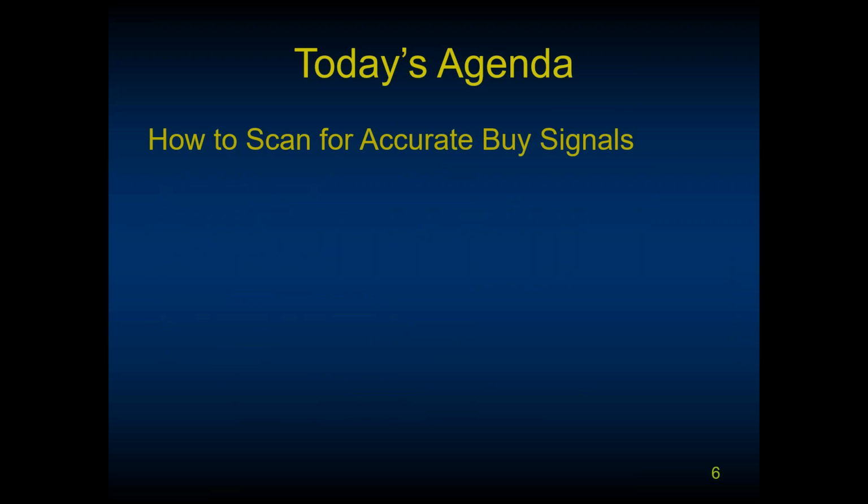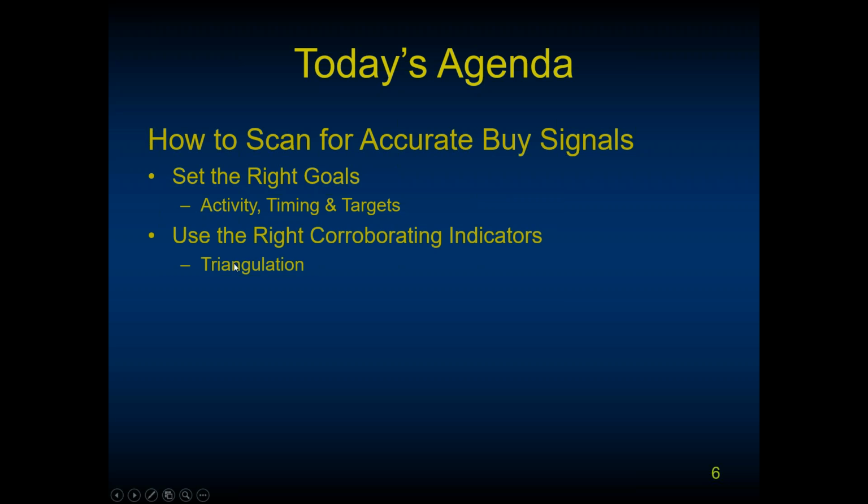So today's agenda, we're going to talk about how to scan, really create accurate buy signals. And this has 3 components. One is to set the right goals. We're going to talk about setting goals based on activity, timing, and targets. How to use the right corroborating indicators, and that's where the concept of triangulation is going to come in. We're going to talk about eliminating what I call signal drift.